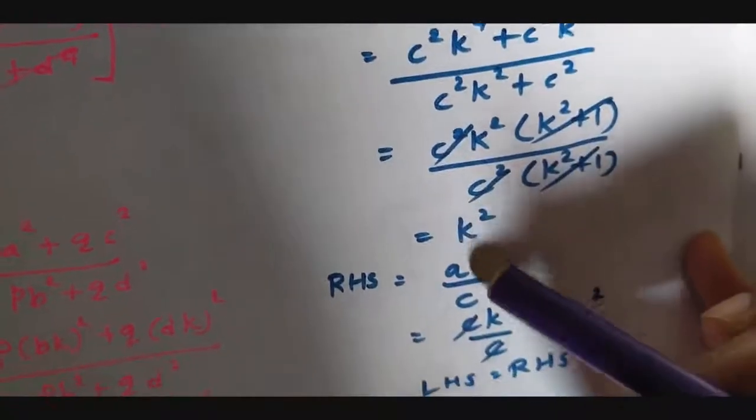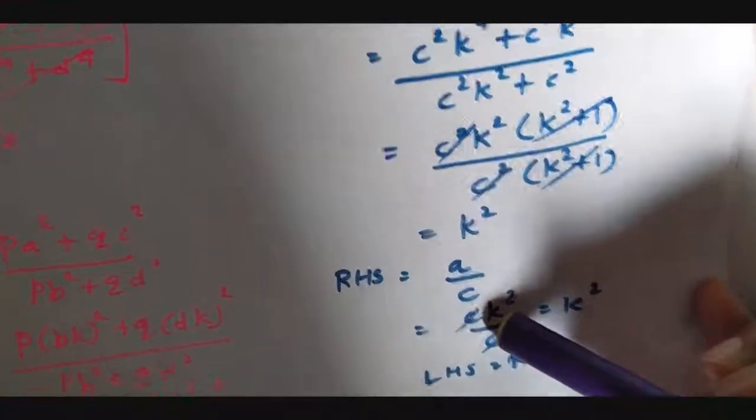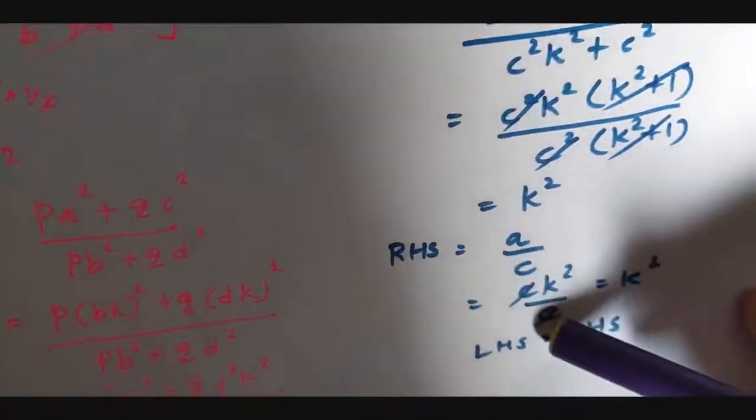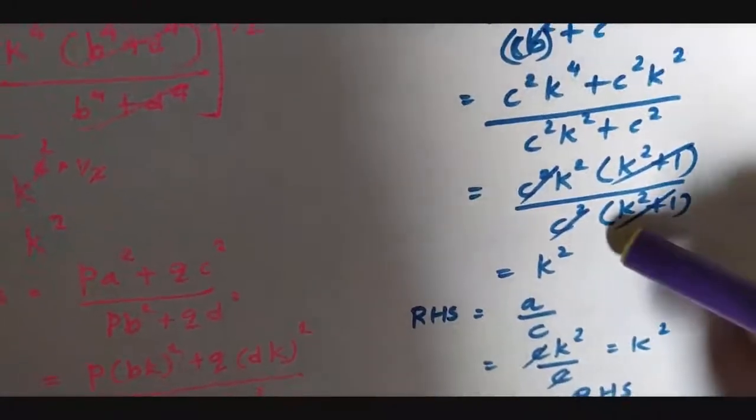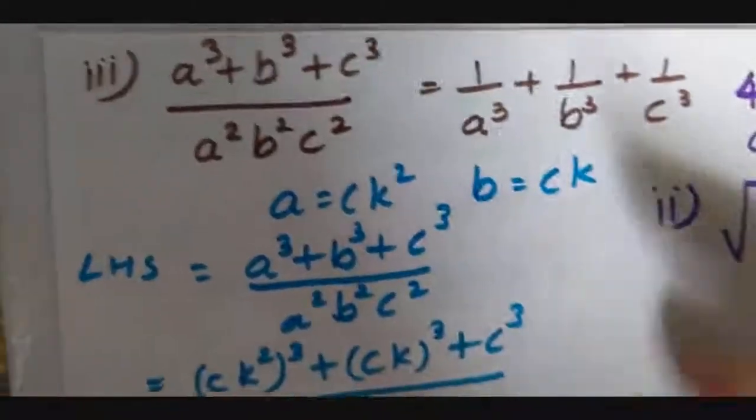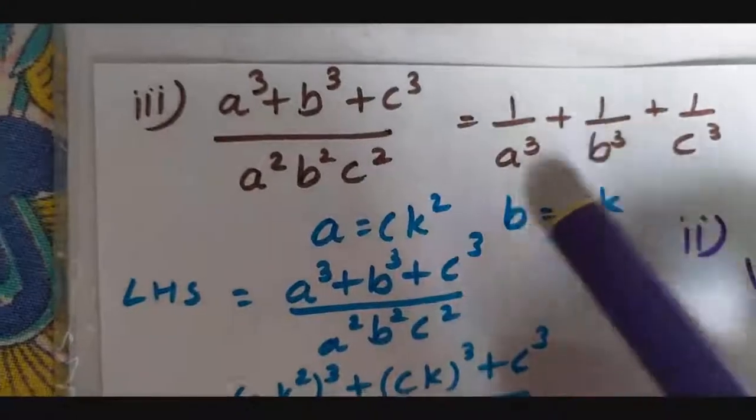Now the right hand side is a by c. The value of a is ck^2 and the denominator is c, that c cancelled, so k^2 left. You see, left hand side and right hand side we get the same, so left hand side is equal to right hand side. Third question, same.